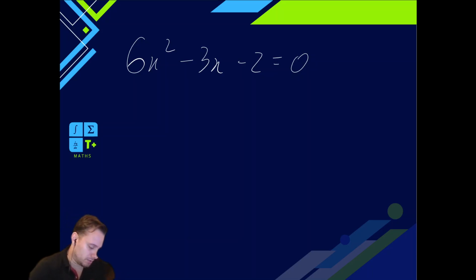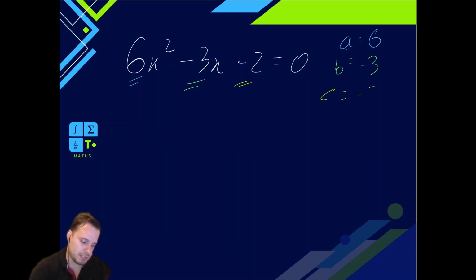Okay, so we must observe that a, that is the number that is multiplying the x squared, is going to be 6. Then we have the b here, that is the number that is multiplying the x, that's going to be negative 3, bear the signs. And then finally, the constant term over here, that is going to be c, is going to be negative 2. So from there, we can focus on using the formula.